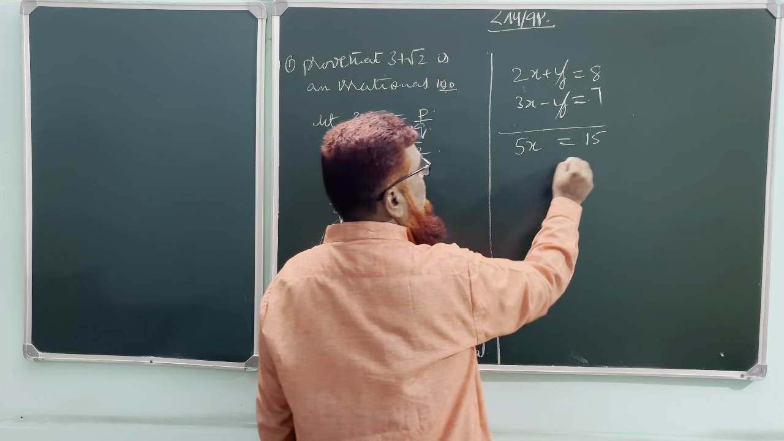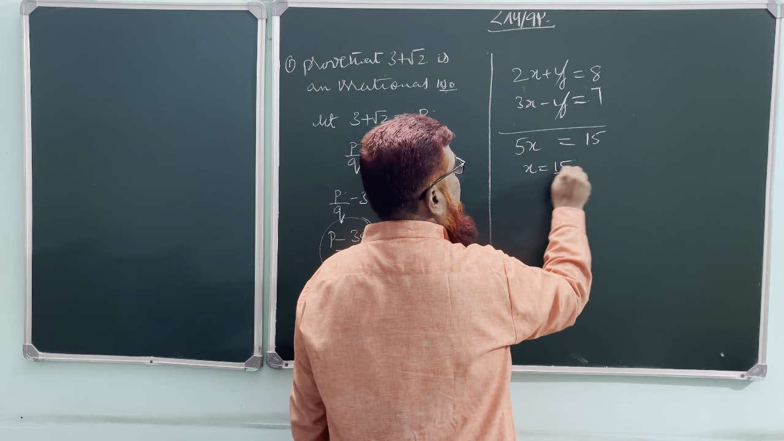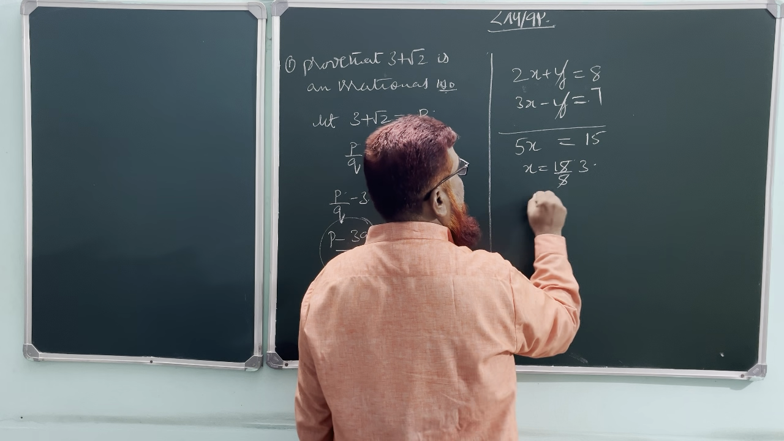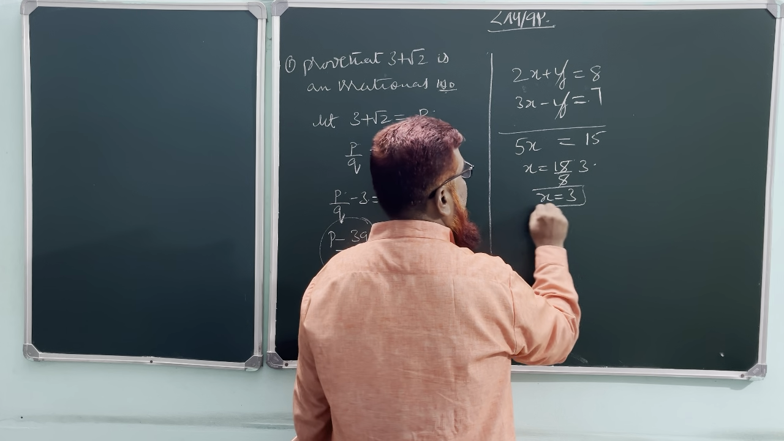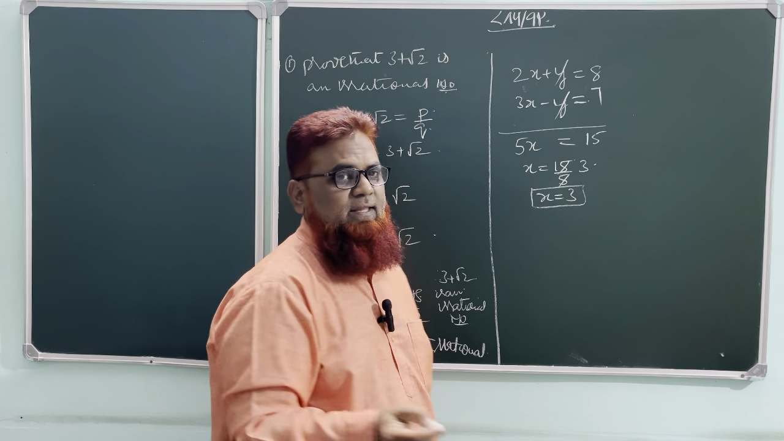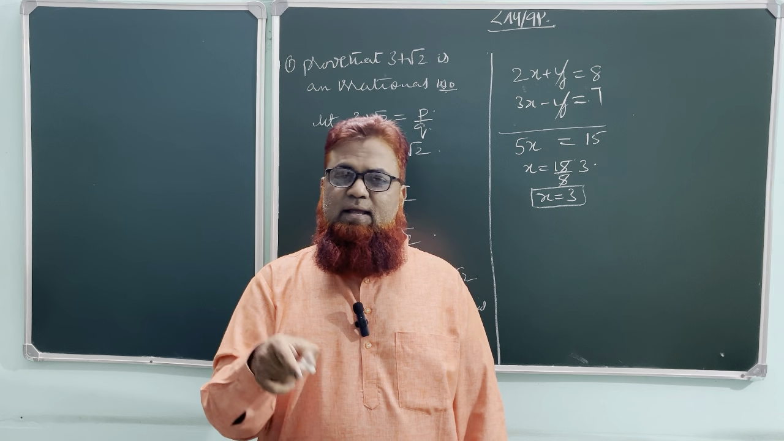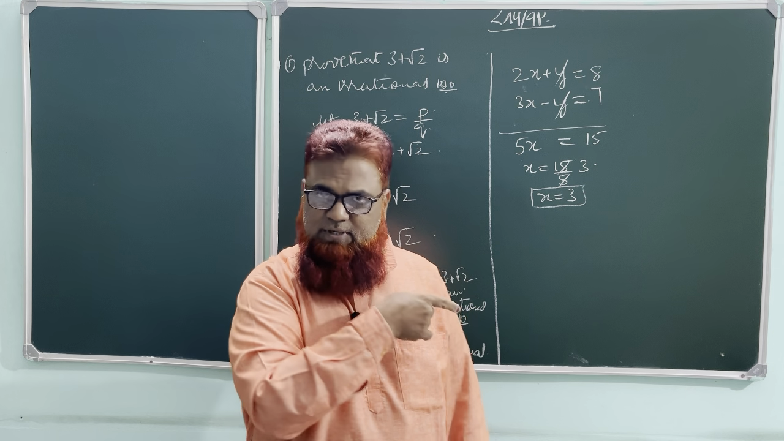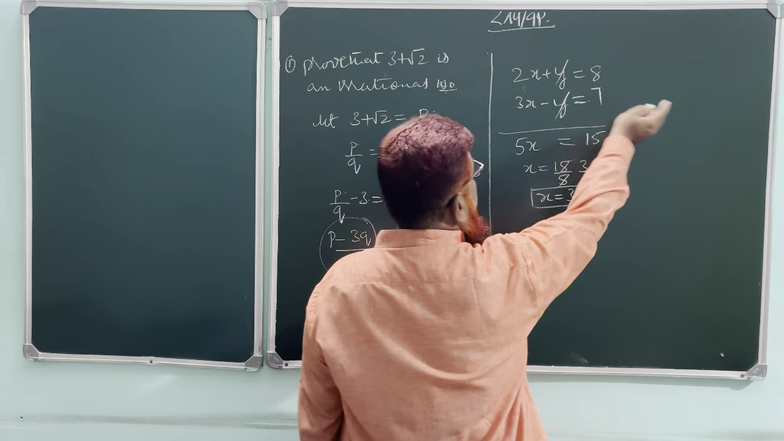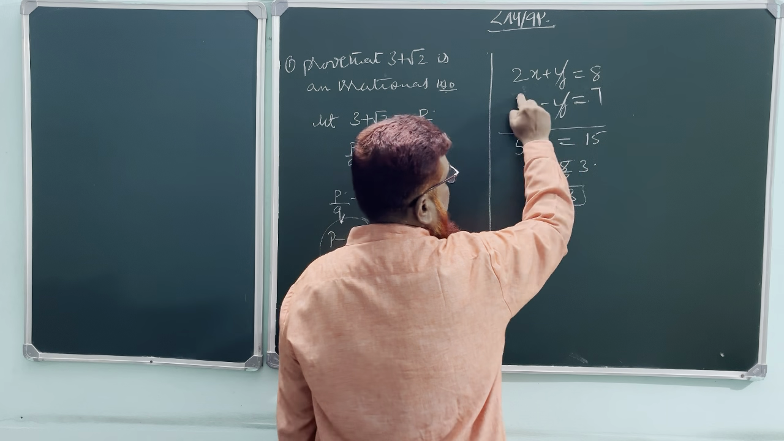Now we got the solution for x after eliminating the variable y. Now 5x is equal to 15, therefore x is equal to 15 by 5. 5 ones are 5, 5 threes are 15. We got the value of x. x is equal to 3. Then after getting the value of one variable, we can find the other variable by substituting this obtained value. You choose any one of the equations, because both equations are here.